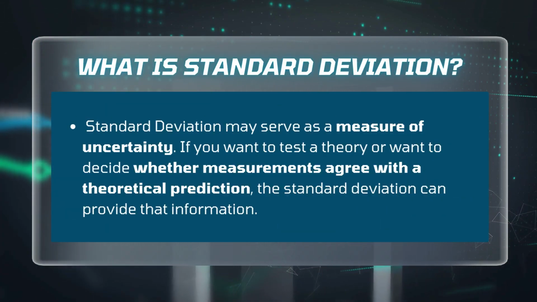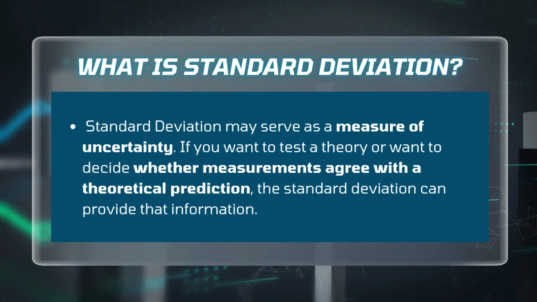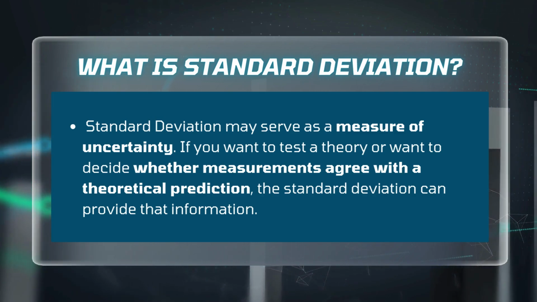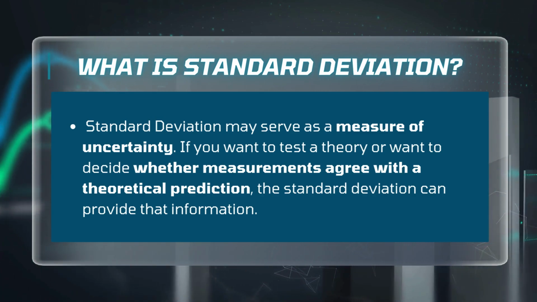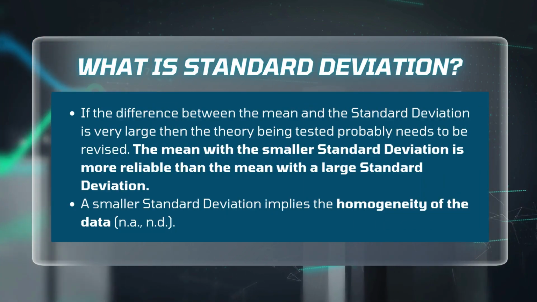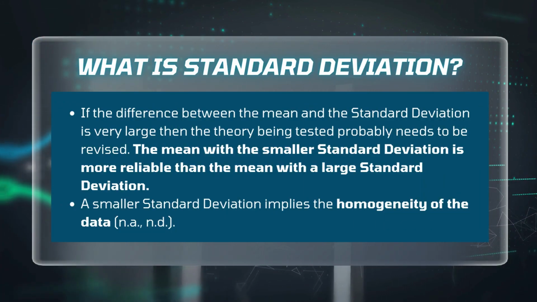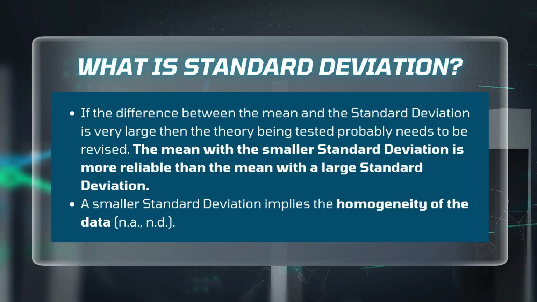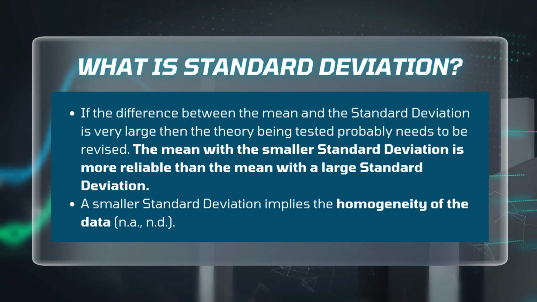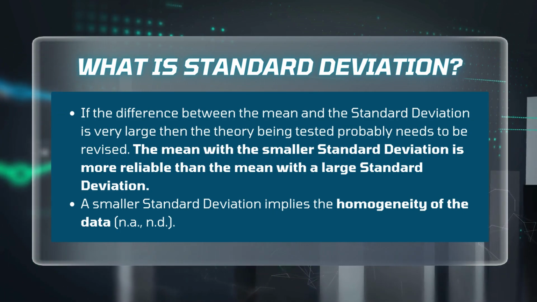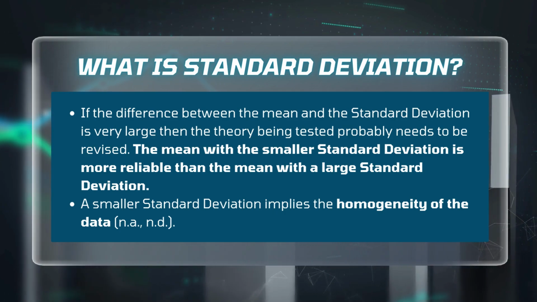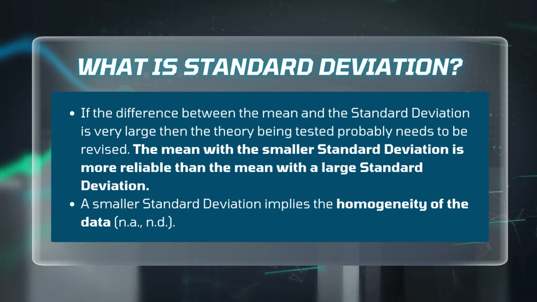If you want to test a theory or want to decide whether measurements agree with a theoretical prediction, the standard deviation can provide that information. If the difference between the mean and the standard deviation is very large, then the theory being tested probably needs to be revised. The mean with the smaller standard deviation is more reliable than the mean with a large standard deviation. A smaller standard deviation implies the homogeneity of the data.